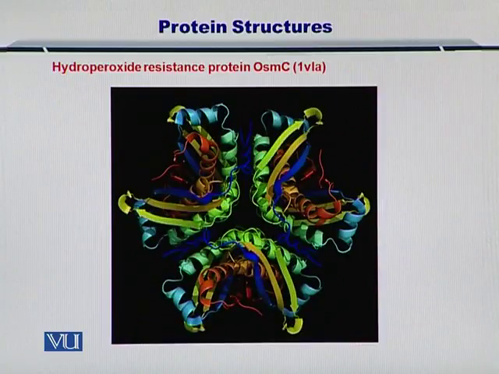Here you see a protein, hydroperoxide resistance protein OsmC, and its ID is 1VVLA, and you can see the effect of these interactions, of these forces, and how beautiful this protein is and how it will be performing its function in a biological system within the cells. All of these foldings are spontaneous, as I mentioned, and they perform unique functions. So each structure has a unique function that it can perform and nothing else.